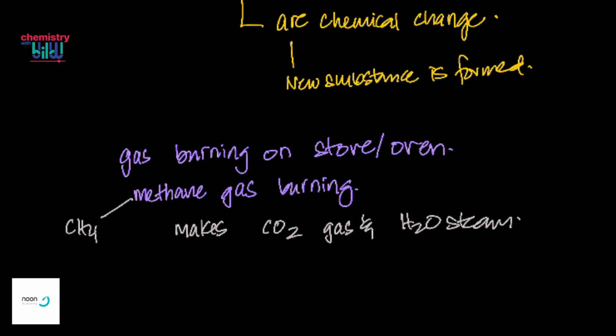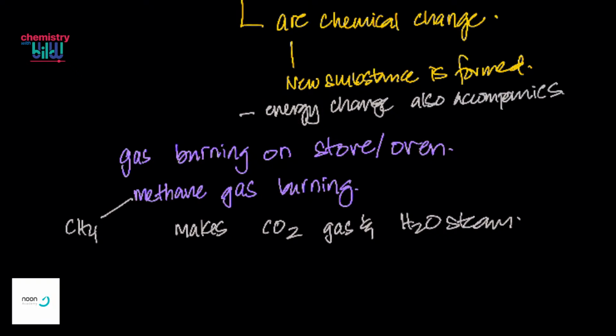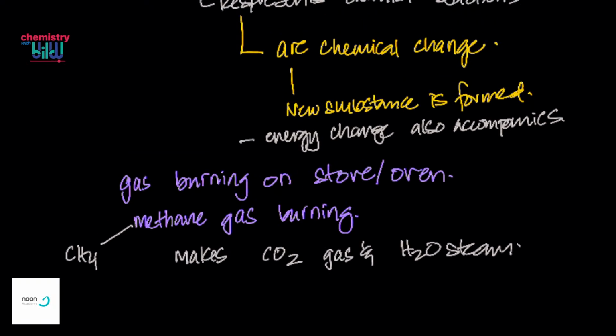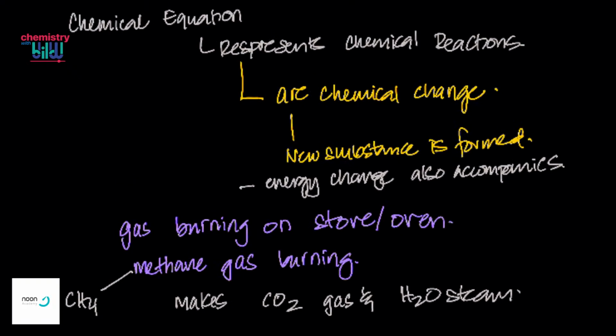Now generally a chemical change also has an energy change accompanying it. Some reactions produce heat and some produce cold. So a chemical change will have an energy change accompanying it. For example, like I mentioned, a stove burning in fact produces heat.